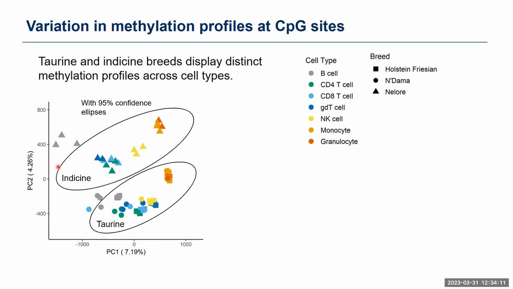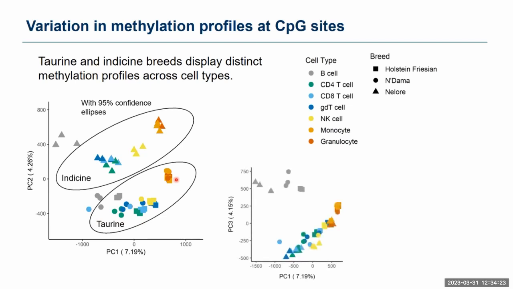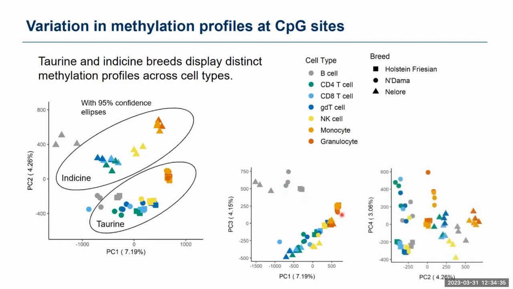The triangles are showing the Nelore samples, which is the Indicine breed, and then the circles and the squares are the Holstein Friesians and the Ankole, which are both taurine breeds. If we remove the effect of PC2 and just compare PC1 versus PC3, we further separate samples by cell type, this time with B cells forming a distinct cluster from the rest of the other cell types. And then finally, if we compare PC2 to PC4, we're able to separate samples both by cell type and breed.